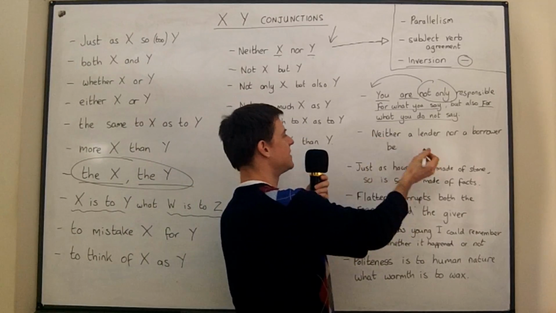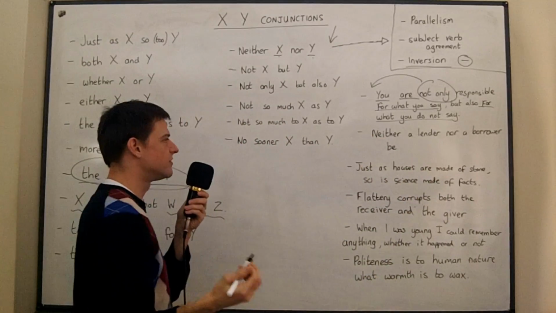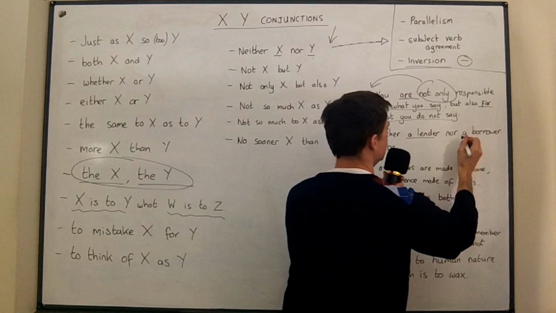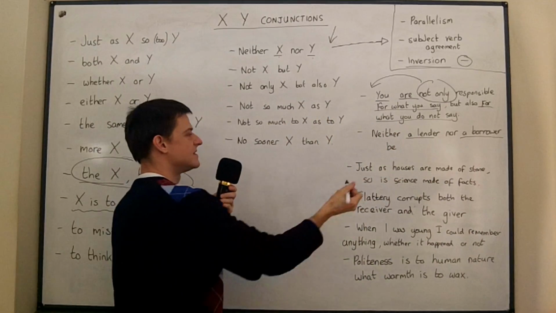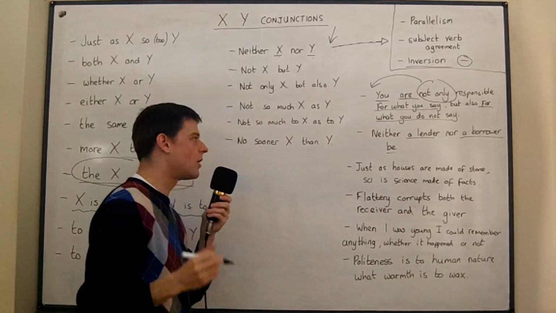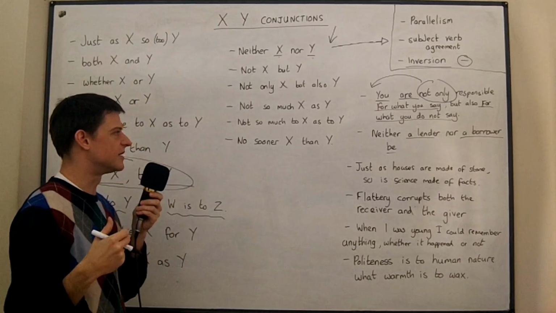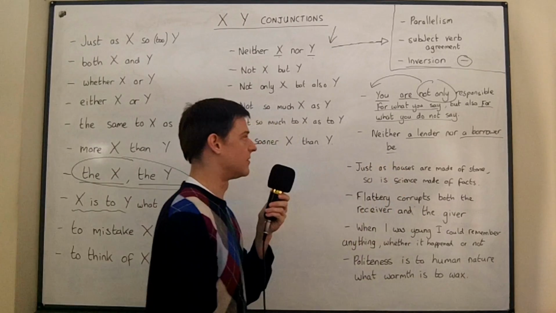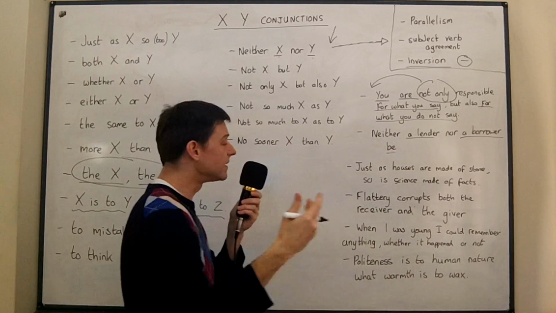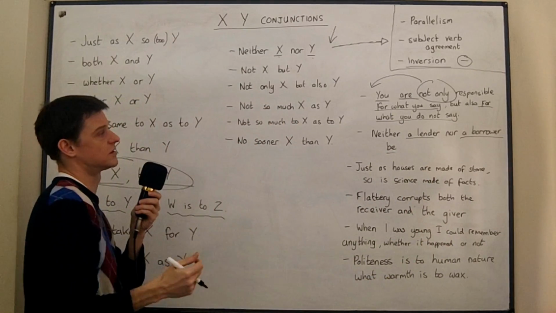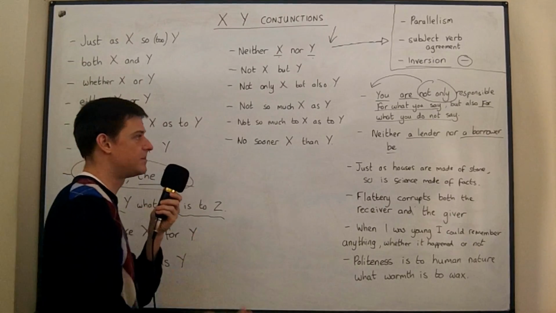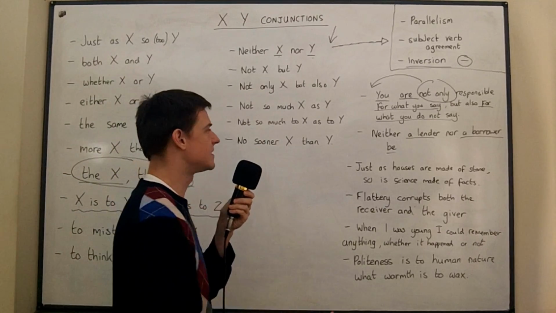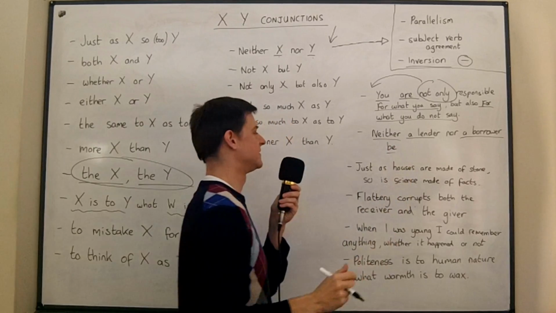This one's from Shakespeare, I believe. Neither a lender nor a borrower be. Notice the lender, the borrower. You might ask, why be, Dave? Why is it not neither be a lender nor a borrower? Why do you put the be at the end? Well, again, it's a kind of inversion. Neither a lender nor a borrower be. Okay, so we've inverted because we started with a negative.